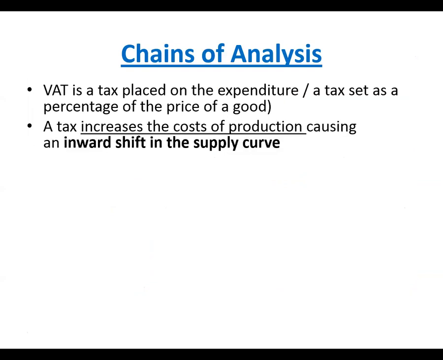A tax increases the cost of production, causing an inward shift in the supply curve. So a tax in the first instance will affect the producer. It will decrease the amount which the producer is willing and able to supply of the good, because it reduces the profit incentive which the producer has to produce that good.